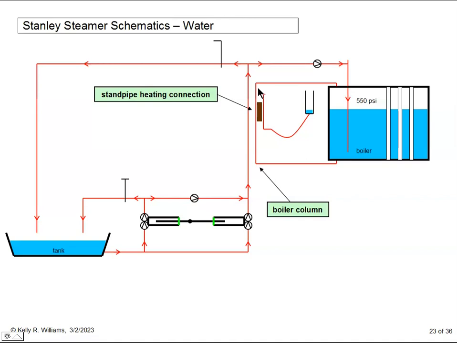Now, when the water level falls in the boiler, it will fall in the column, and the column starts to get hot further down. This heat transfers into the standpipe and heats the water enough that a little bit of it boils, and a steam bubble forms inside the standpipe.